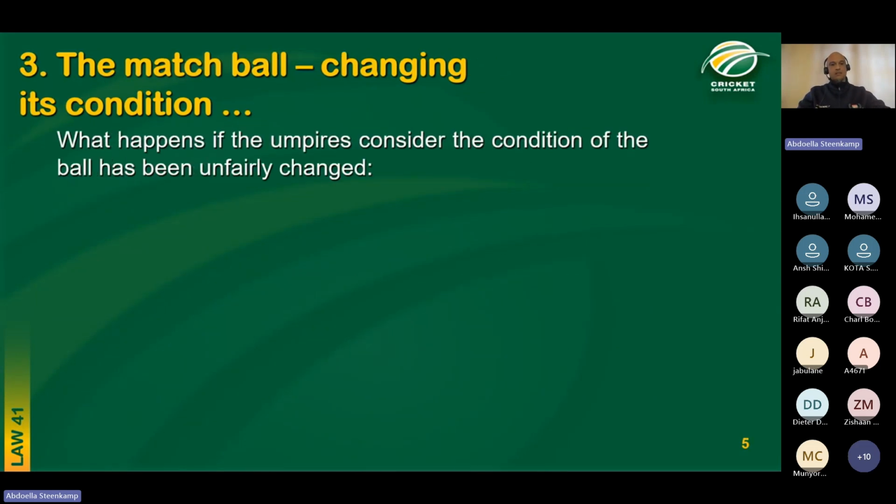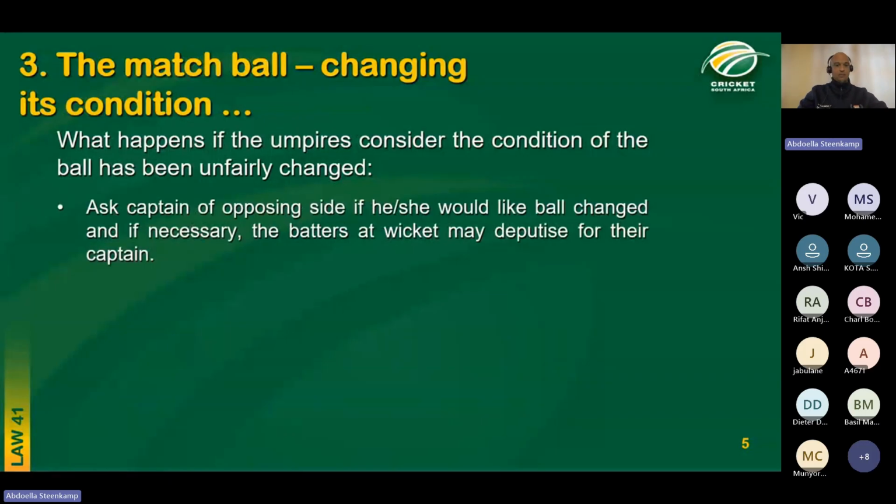So what happens if the umpires consider that the condition of the ball has been unfairly changed? Very important, before you take this action, umpires need to be 100% sure that the fielding side has tried to change, or they consider that the condition of the ball has been unfairly changed. So let's have a look at the punishment. We go immediately into punishment.